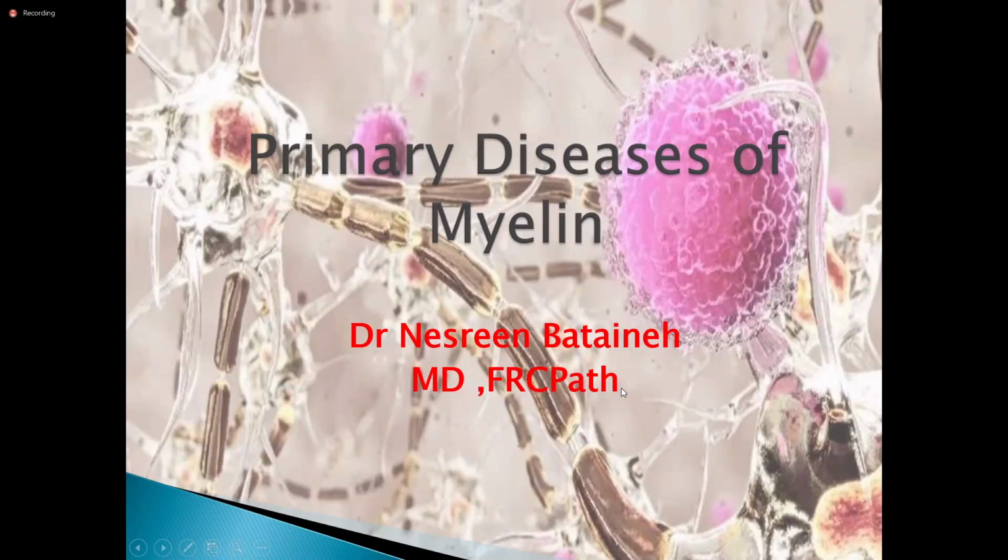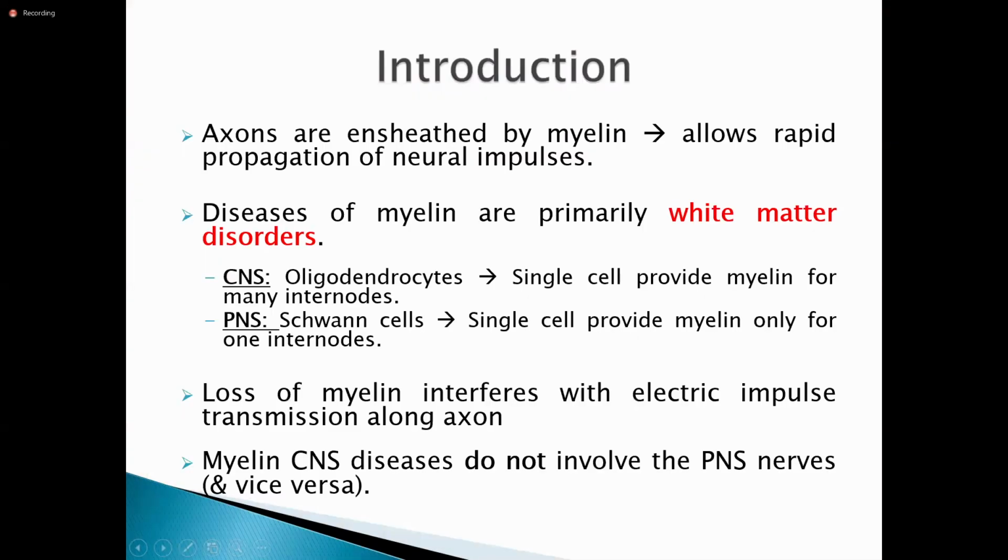The primary diseases of myelin. You remember in the central nervous system, the oligodendrocytes are responsible for myelination of the neurons in the central nervous system. And in the peripheral nervous system, the Schwann cells are responsible for myelination. What is the importance of the myelin sheath?